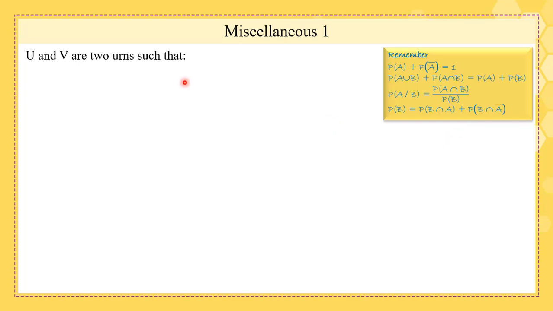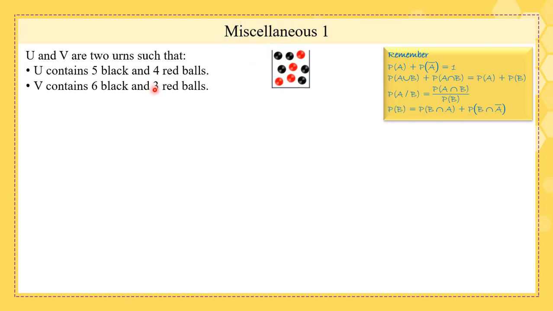Now U and V are two urns such that U contains 5 black and 4 red balls. This is U. And then V contains 6 black and 3 red. And this is V. So we have two urns. One urn is selected randomly. So we have to select one urn randomly. Now pay attention here, the probability of selecting U is half and the probability of selecting V is half, because we have two urns and we need to select one of them randomly.